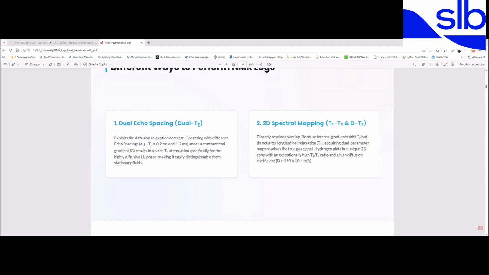The second is spectral mapping of the reservoir. This is an advanced method that directly resolves the overlaps of different relaxation times of molecules, especially when you are matching different physical or mixed phases, because the internal gradients shift the T2 relaxation time but do not alter the T1 relaxation time. Acquiring a dual parameter map resolves the true gas signal. Hydrogen plots in a unique zone with exceptionally high T1/T2 ratio and high diffusion coefficient.